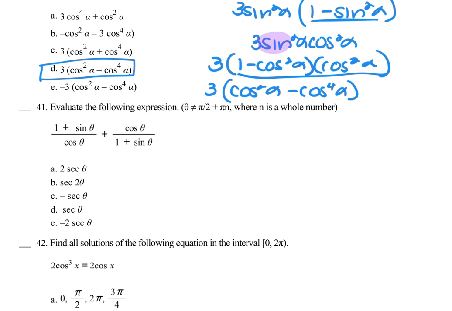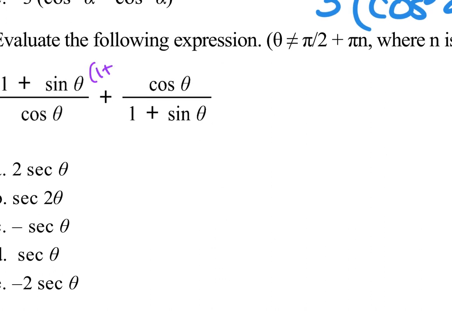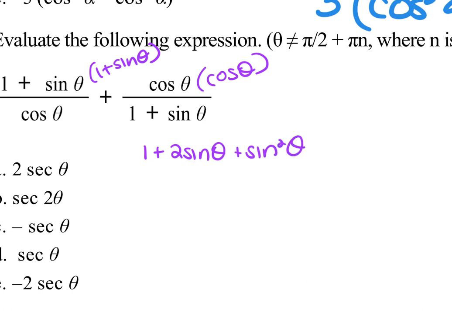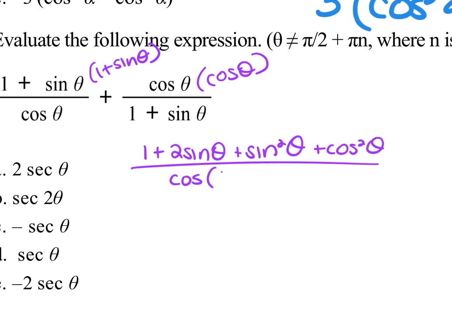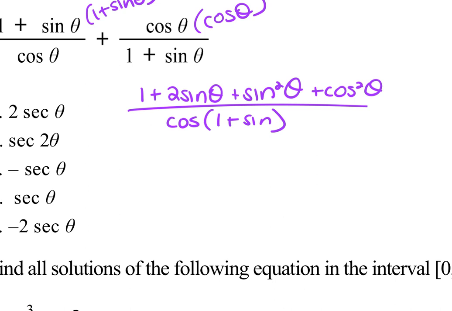So you have to give them a common denominator. This one's going to have to multiply by the other denominator and this by its other denominator. So this becomes 1 plus 2 sine theta plus sine squared theta when you FOIL out 1 plus sine times 1 plus sine, plus cosine squared, over cosine times 1 plus sine. I'm going to lose the thetas, but just remember that they're there.